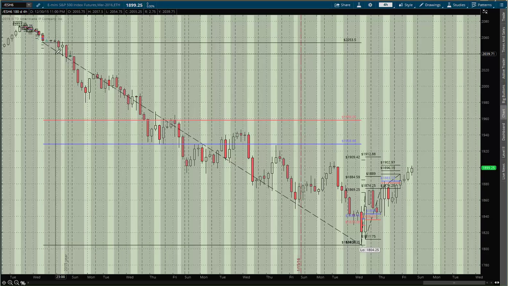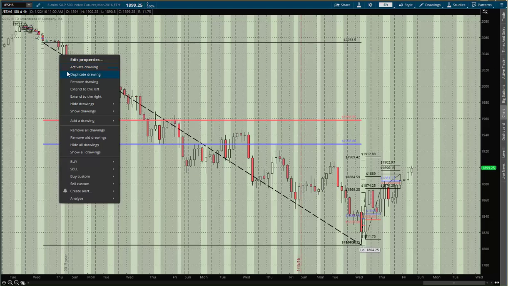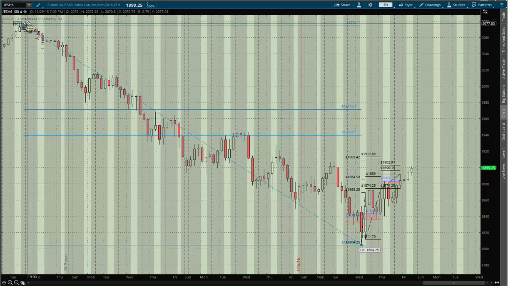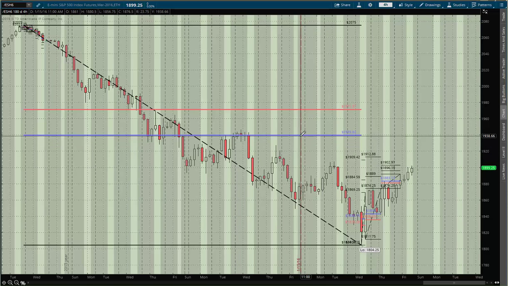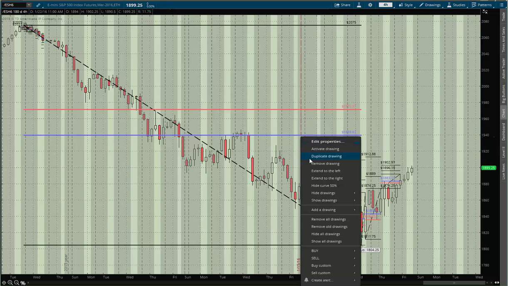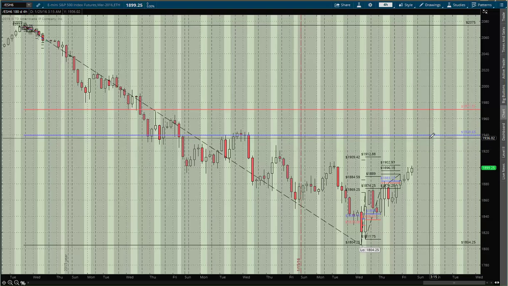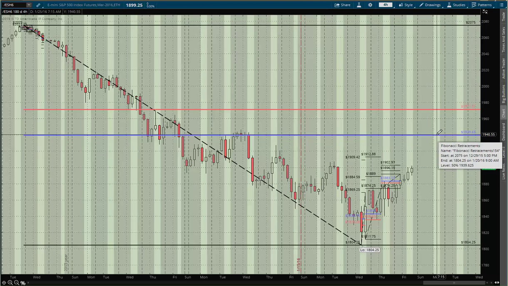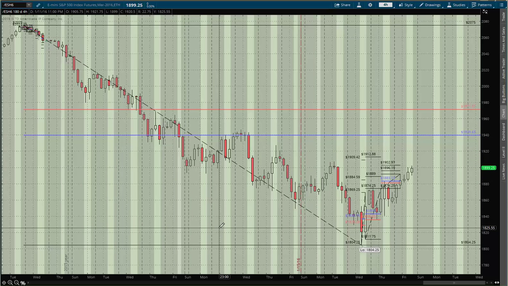Probably we're going to go into this second canonical place where resistance happens, and that is all the way half back of the entire move. And you can see that's about 11 points higher. That's at 1939.63, 11-ish points higher. And so those are the two canonical retracements.